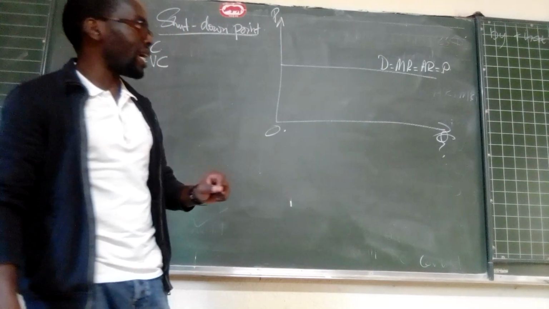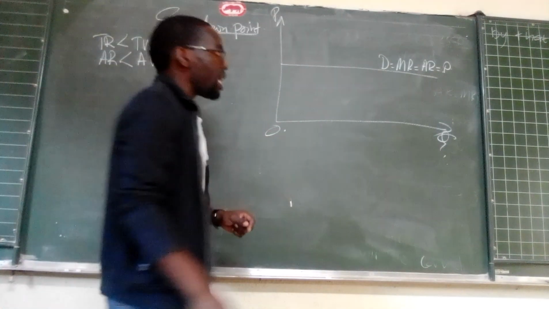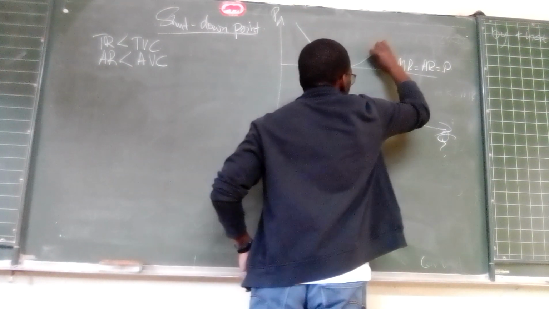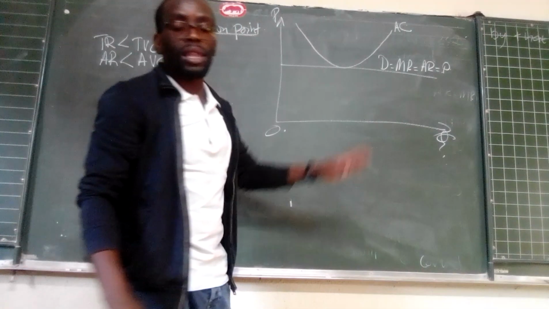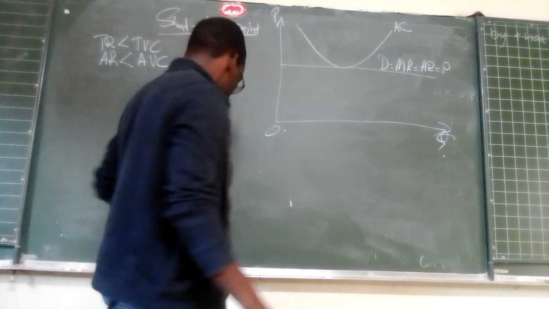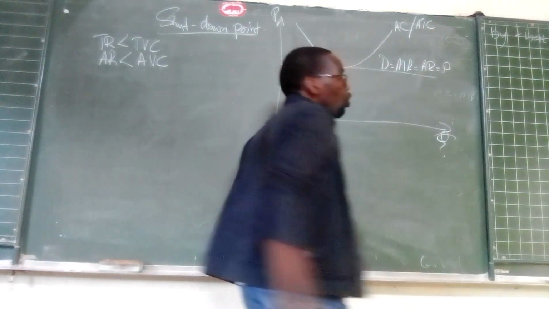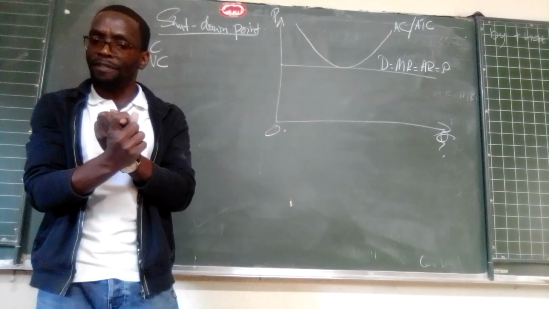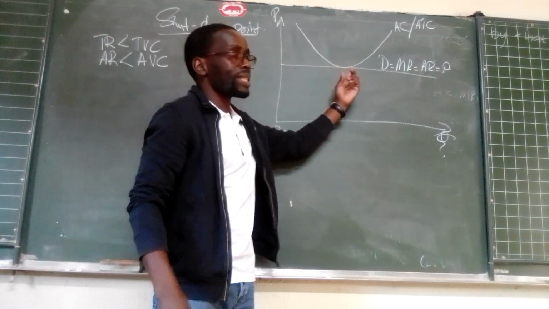Now you do understand that when we are drawing our perfect market graph, we used to say our average cost curve was a U-shaped curve like this, and this one was our average cost. In other words, this average cost resembled what we call the average total cost curve. It was made up of two components: the average fixed cost and the average variable cost. Now this was in a perfect market.